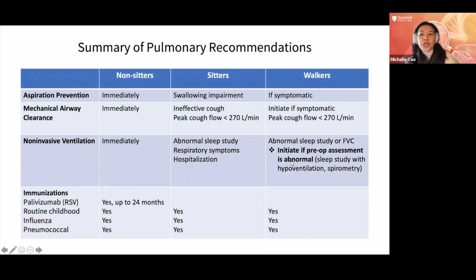Now, it is also critical here that the sleep study is really important during a pre-op assessment for a procedure, because they may have a normal FVC during the day, but during sleep, they may have evidence of hypoventilation, hypoxemia, especially during deep sleep or REM sleep. And this is where they will get into trouble if we don't know it. So it's important to do a sleep study and initiate NIV if the sleep study is abnormal. And these are the immunization recommendations you can see here as well.